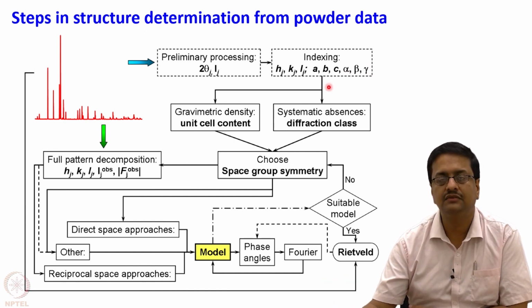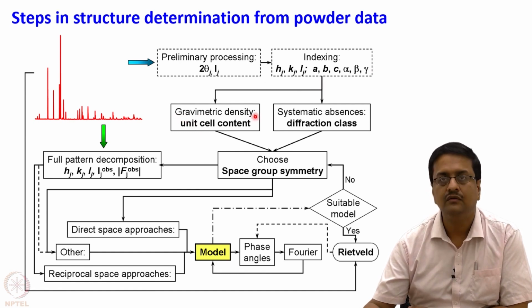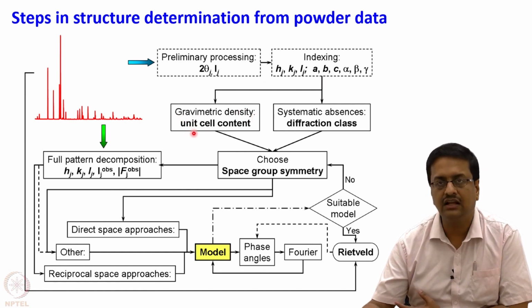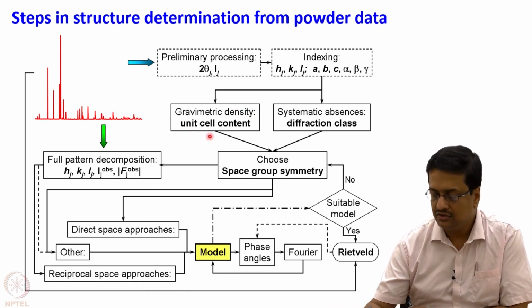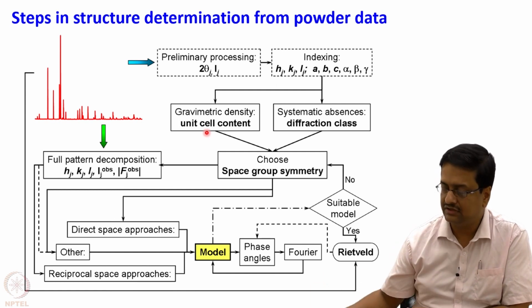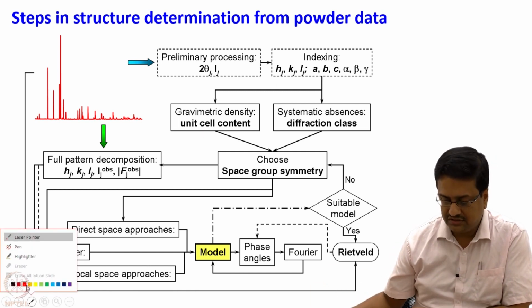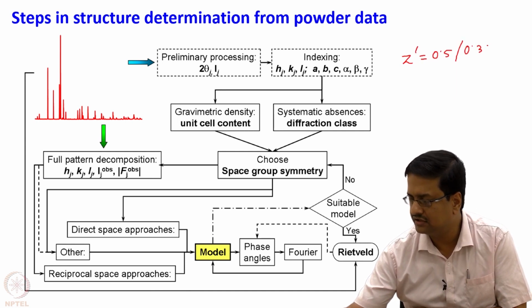We should have a reasonable idea about the density of the sample, which would allow us to identify how many such molecules are there in the unit cell to give us that particular density. This will identify whether we have Z equal to 1 or Z prime equal to 2. I mean to say, whether in the asymmetric unit I have half molecule, that is Z prime equal to 0.5, it can be Z prime equal to 0.333.